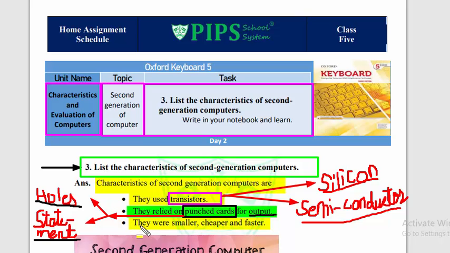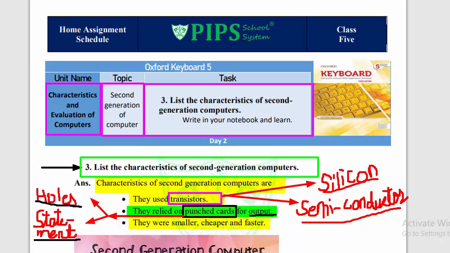थर्ड कैरेक्टरिस्टिक इज दे वर स्मॉलर, चीपर एंड फास्टर. कि वो साइज में स्मॉलर थे और चीपर मीन सस्ते थे और फास्टर तेज काम करते थे. फर्स्ट जनरेशन ऑफ कंप्यूटर्स की बजाय सेकंड जनरेशन ऑफ कंप्यूटर्स स्मॉलर, चीपर और फास्टर थे. So these are the characteristics of the second generation of computers. I hope you have understood it.